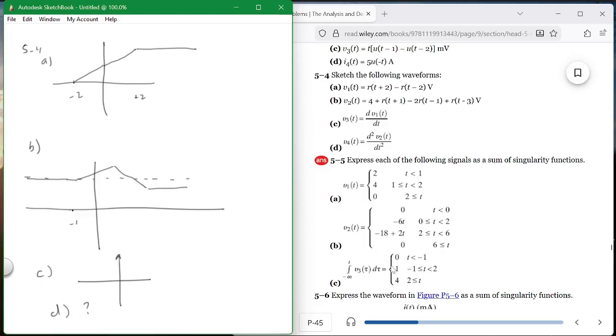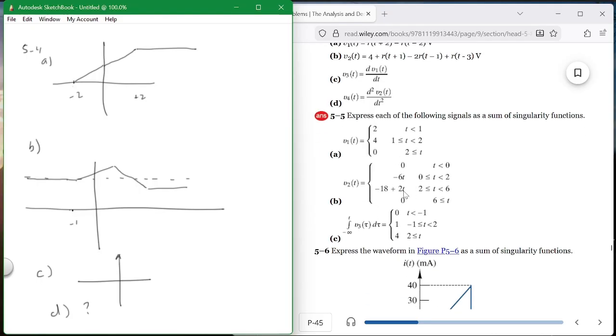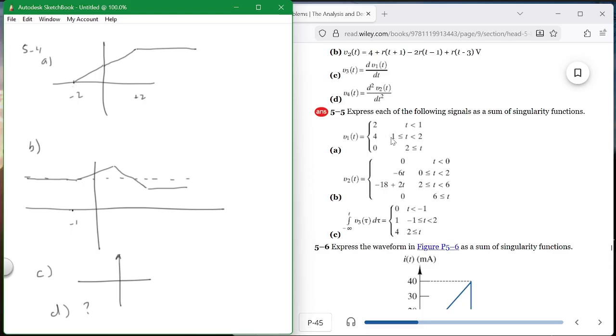So anyway, now let's go through here and describe as a sum of singularity functions. Okay, all right, so at t less than 1, it's 2. Between 1 and 2, it's 4. And after, okay, t less than 1, between 1 and 2, and t greater than 2. So between 1 and 2, you're going to get this action. So from time immemorial, it was 2. So basically, you just say 2.